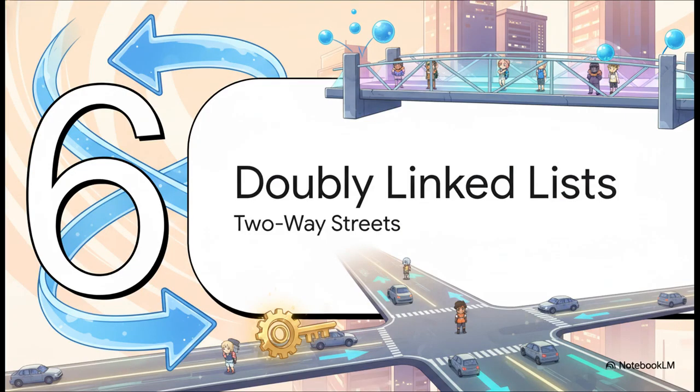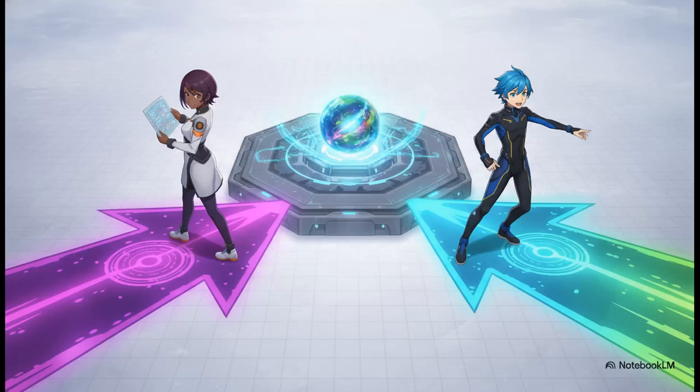Section 6. Doubly linked lists, or two-way streets. The solution here is amazingly simple, but incredibly powerful. By paying just a little extra memory cost to add a previous link to every single node, we completely transform our scavenger hunt into a two-way street. A doubly linked list works exactly like the back and forward buttons on your web browser. You can navigate the sequence smoothly in either direction. It's a total game changer.